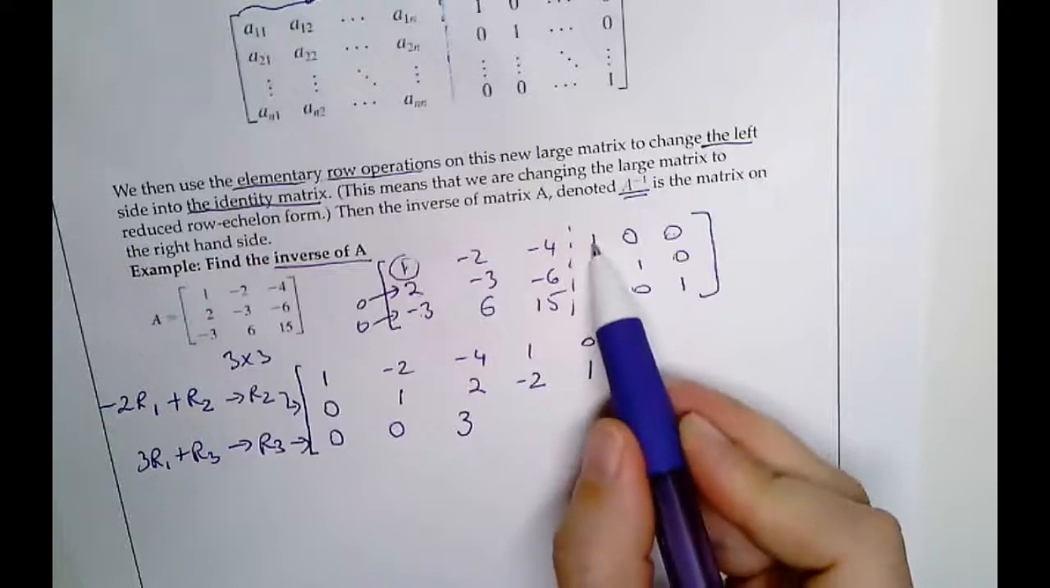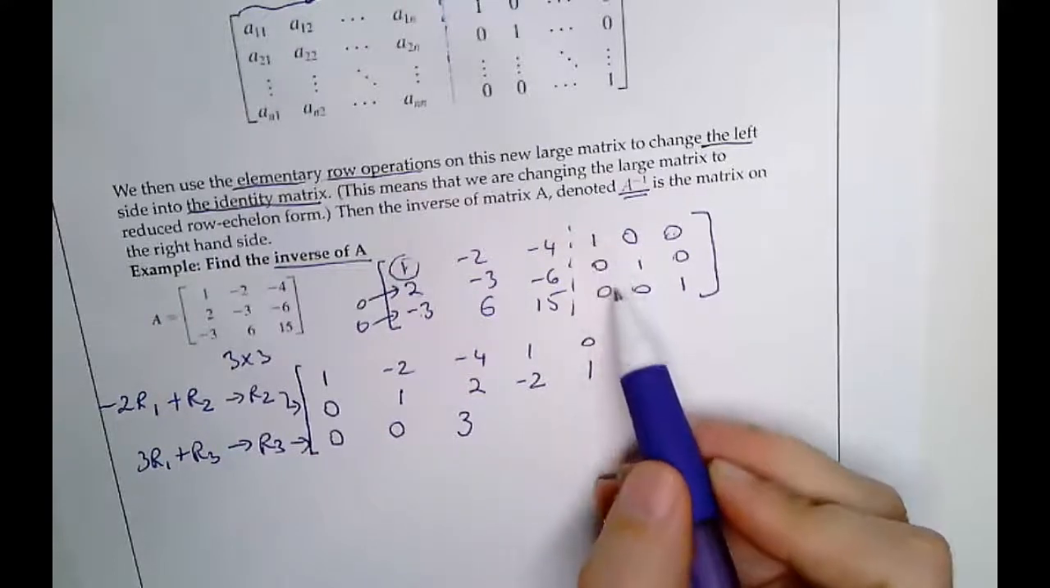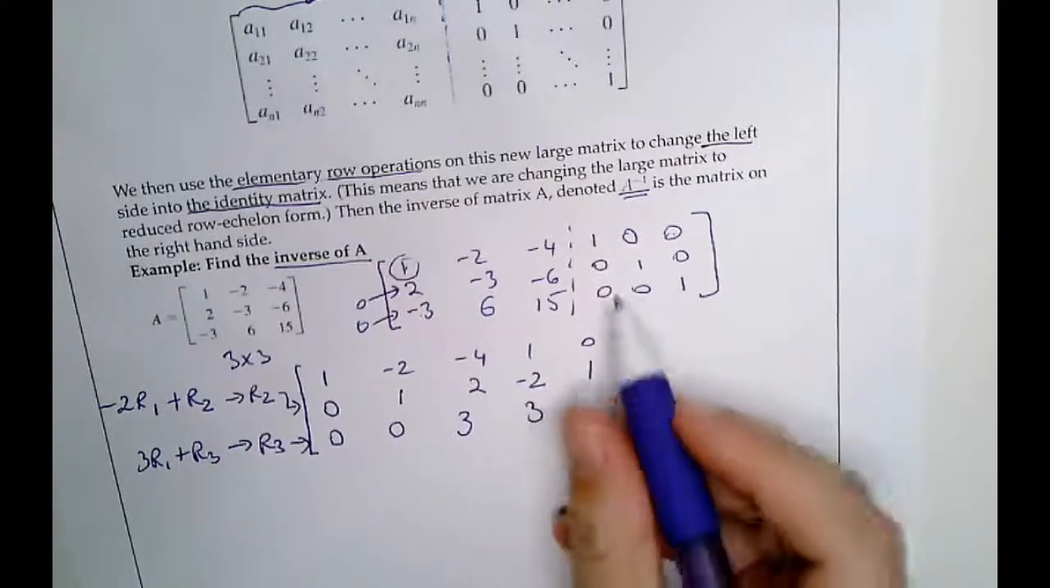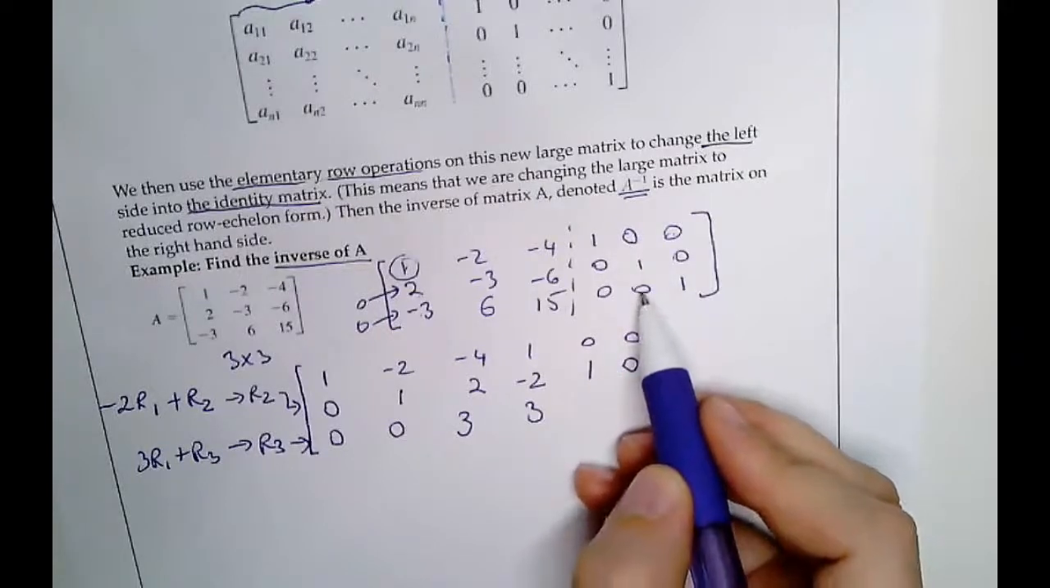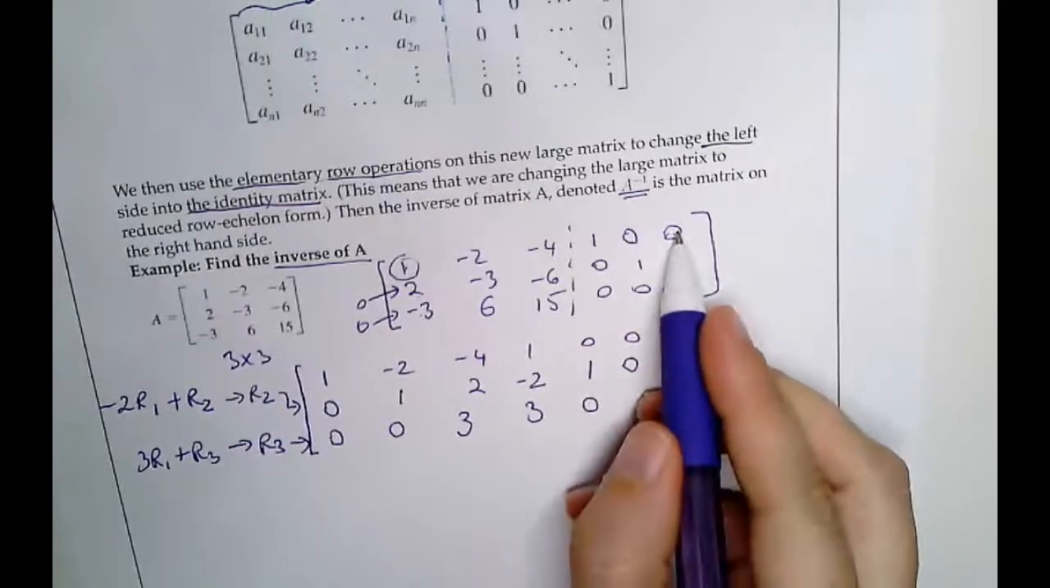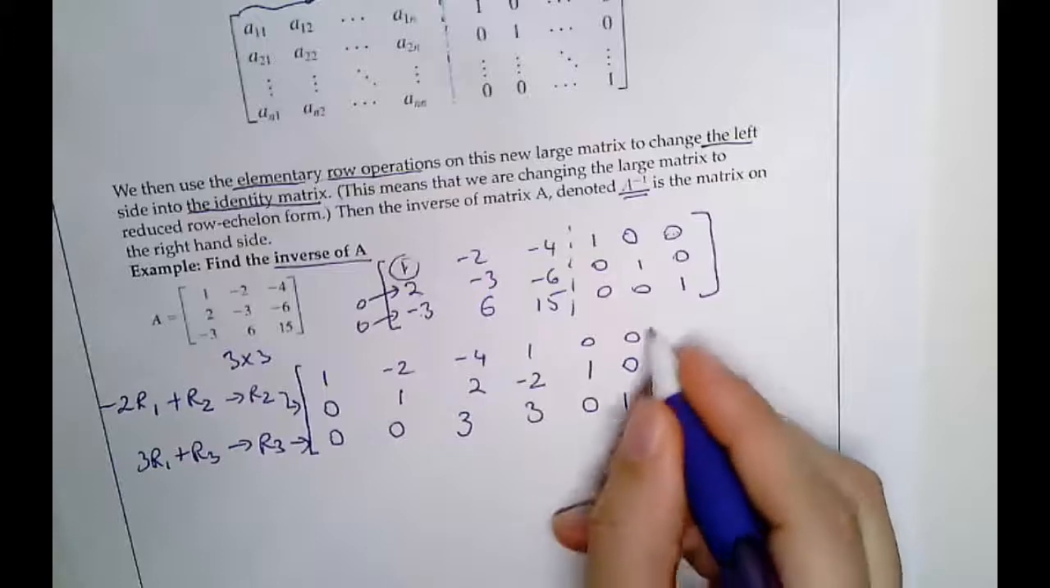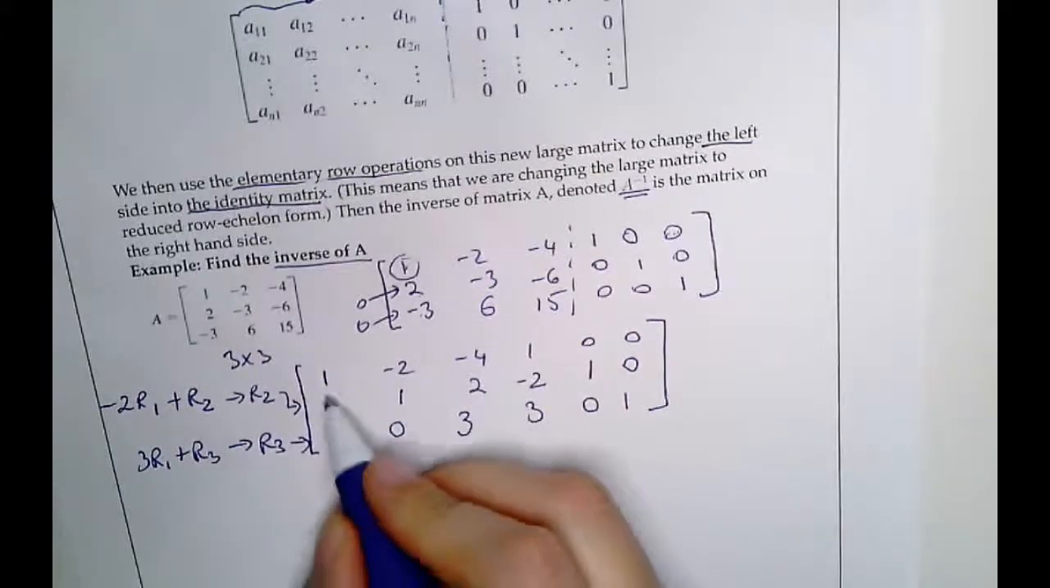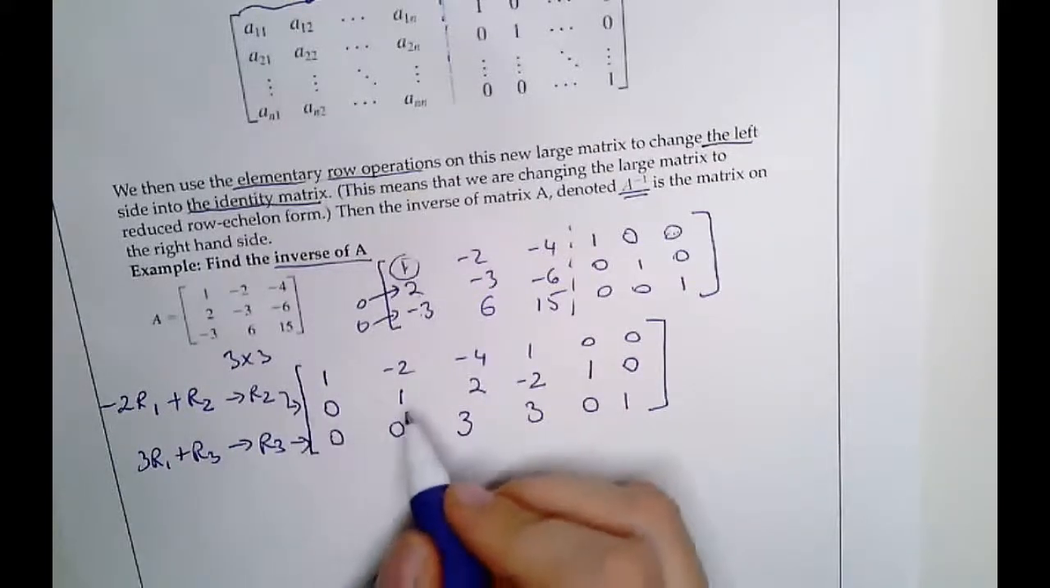And then 3 times 1 is 3 plus a 0, that's a 3. 3 times 0 plus a 0, that's a 0. 3 times 0 plus a 1, that's a 1. So now I have zeros where I want, and then I'm moving on to the next row.